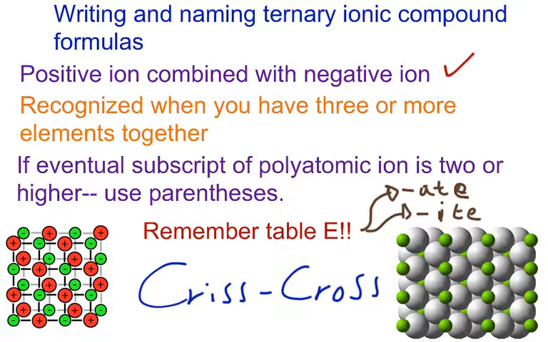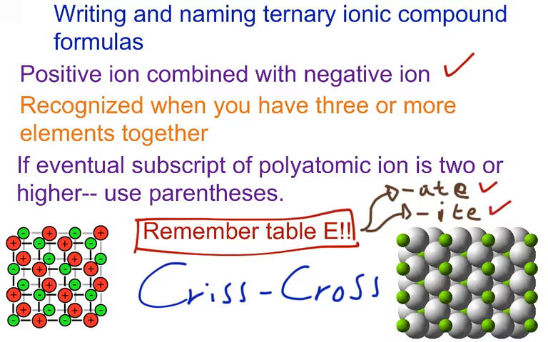Once you realize that you have a ternary compound, please don't forget Table E, because Table E has the polyatomic ions listed for you, and it also has their names. As a reminder, anything ending in -ate or -ite will definitely be on Table E as a polyatomic ion. We will use the crisscross method just like we did for binary ionic compounds, but one more thing we have to look out for: if the eventual subscript that we put down for the crisscross is 2 or higher, we will use parentheses.